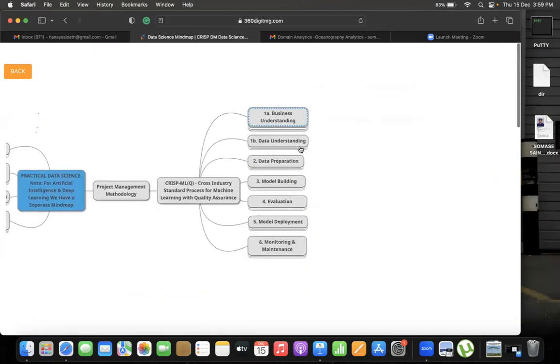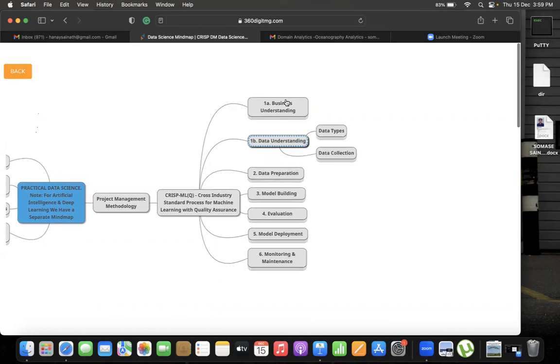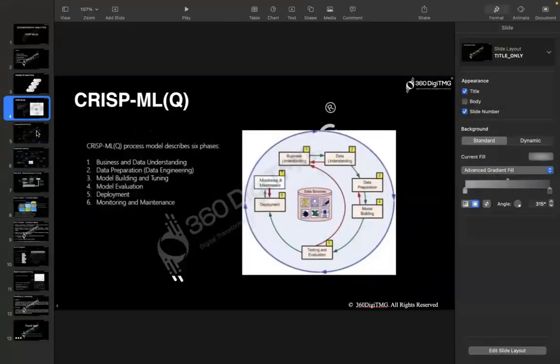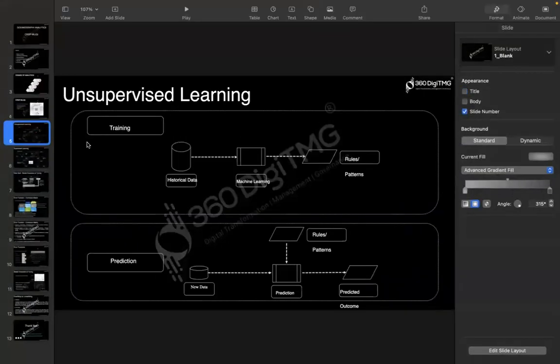So this was about the business understanding. In this, we have data understanding also. So before that, let us go to our slides and check if there is anything that we have missed here. No.